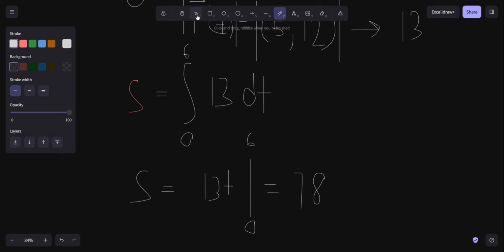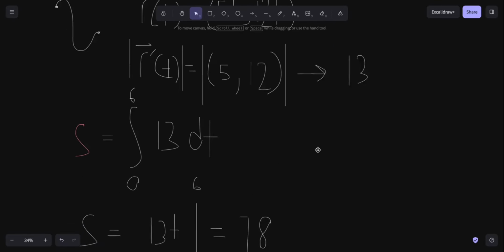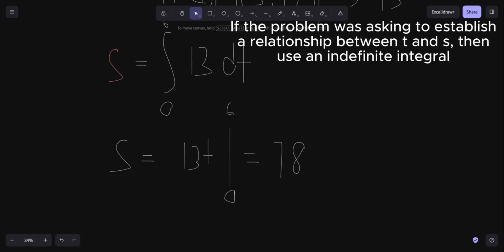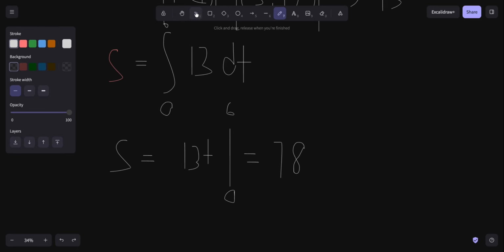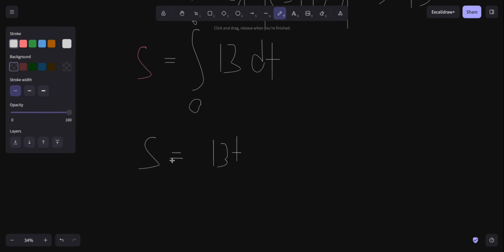Now, if this practice problem was asking me to find, instead of from 0 to 6, a way to relate time to arc length, so we just wanted to establish a relationship between t and s, and we didn't really want to evaluate it between an interval, well then, this would just be my answer. We get that the arc length is just going to be equal to 13 times the time, right? So this is just a relationship between arc length and time without a certain interval. It's just the indefinite integral, okay?